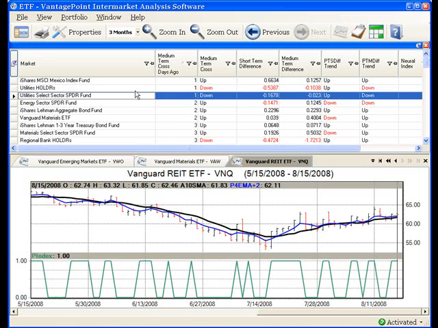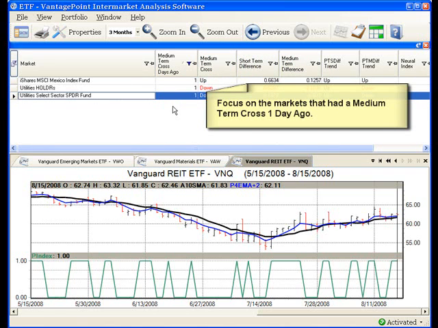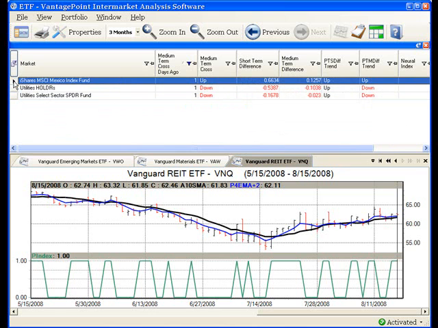Or you can filter these results. To do that, do a single left click on the funnel icon and then select one from the drop-down list, because again, we are looking for only the markets that have a medium-term cross one day ago. When I filter the results, instead of having the entire list of markets in the Scan for Opportunities window, I have now only the three that have a medium-term cross of one day ago.